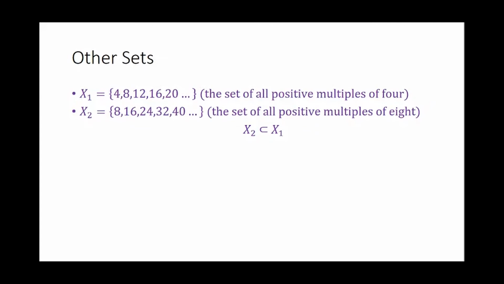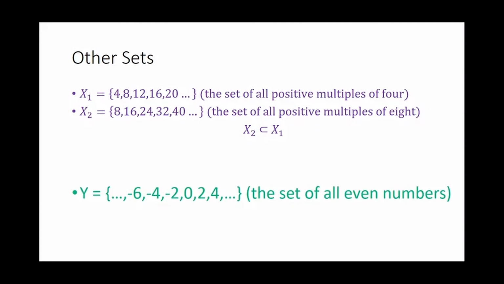We could have another set, which is y, which could denote all even numbers. So y goes from minus infinity up to infinity, listing all of the even numbers. So this symbol here means is a member of. So that is how we write down if we know that a number is a member of another set. So for example, as 8 is a positive integer, we know it is in the set of natural numbers. So we say 8 is a member of the set of natural numbers, and we write that down like this.